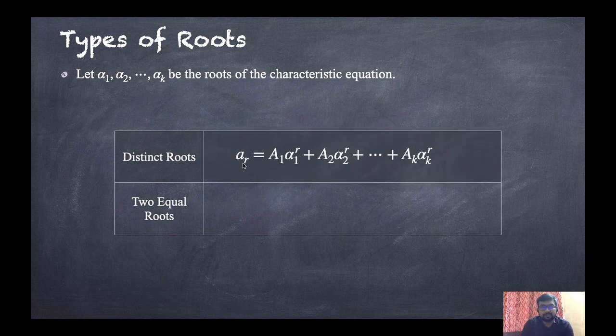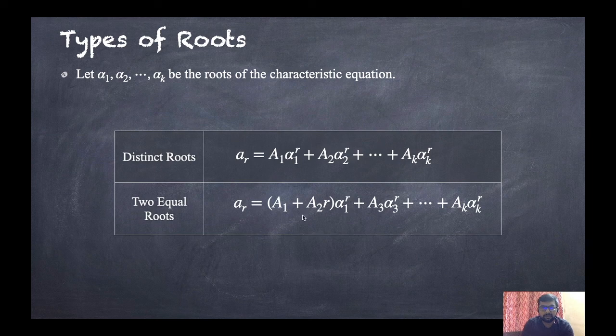the solution will be a_r equals A1 alpha 1 raised to r plus A2 alpha 2 raised to r up to Ak alpha k raised to r. For distinct roots, this will be the homogeneous solution. And for two equal roots, here we have discussed only one case. Suppose out of k roots, there are two roots which are equal. Let's name them alpha 1 and alpha 2. So (A1 plus A2 r) into alpha 1 raised to r.